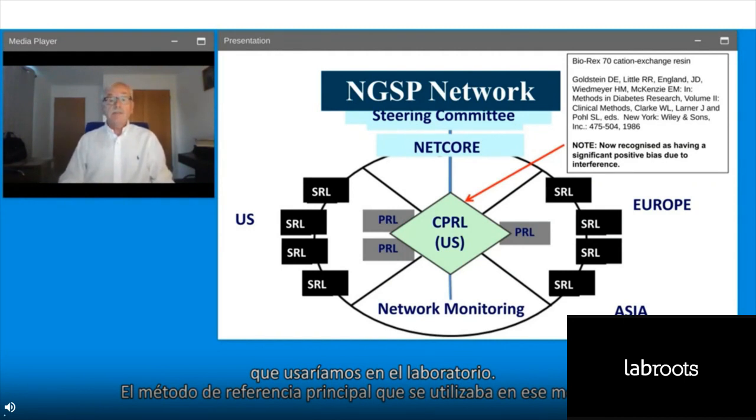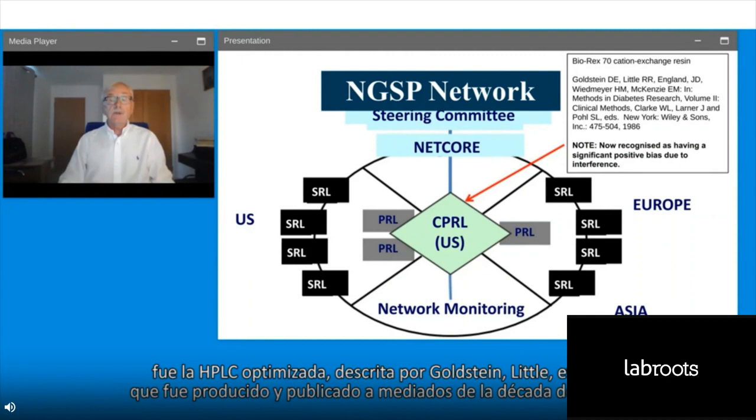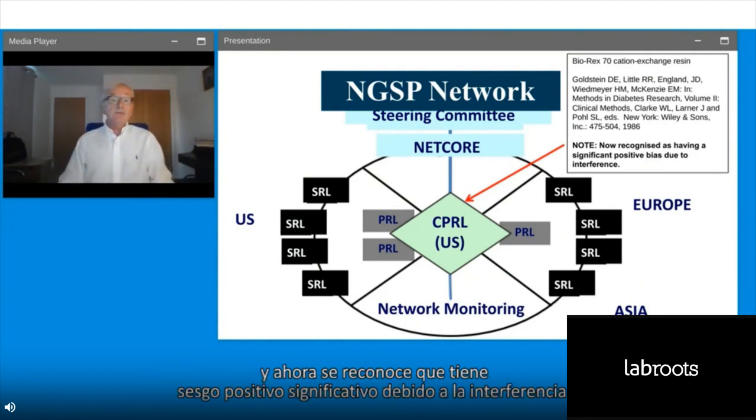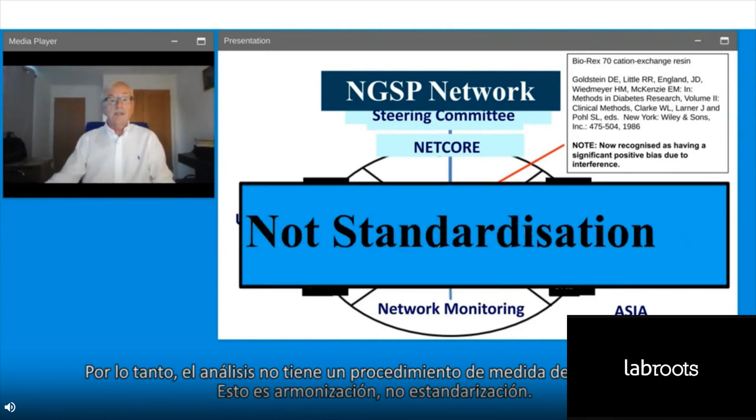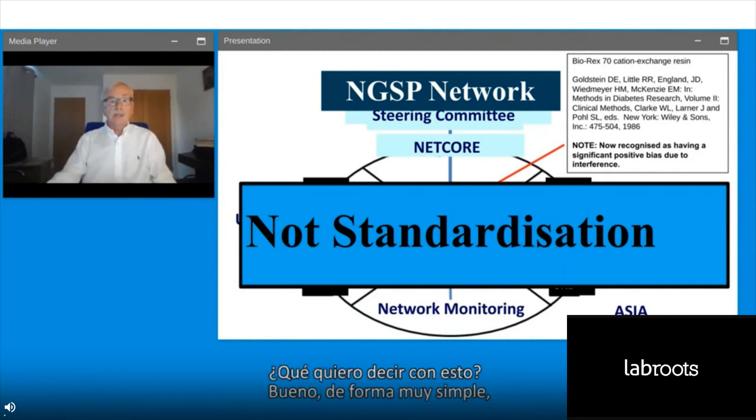The primary reference method being used at the time was an optimized HPLC described by Goldstein, Little et al., which was produced and published in the mid-1980s, and is now recognized as having significant positive bias due to interference. So as this does not have a reference measurement procedure, this is harmonization, not standardization. What do I mean by this?